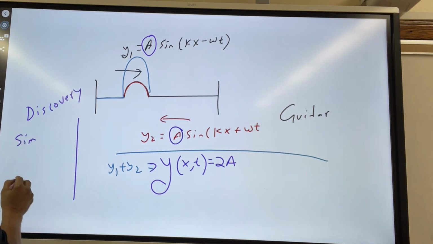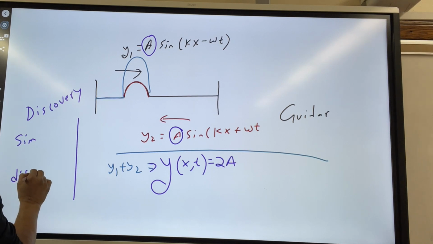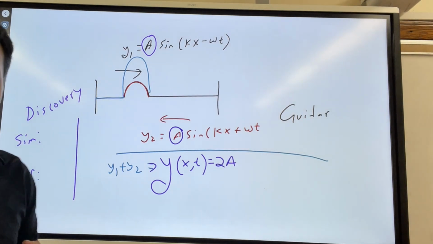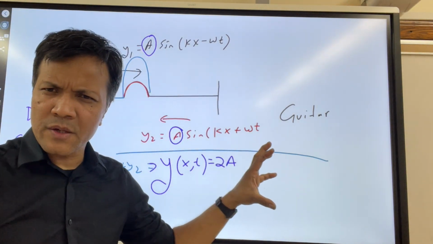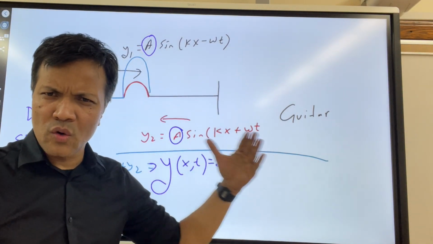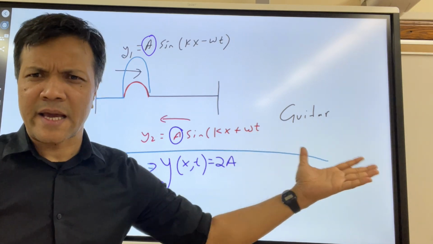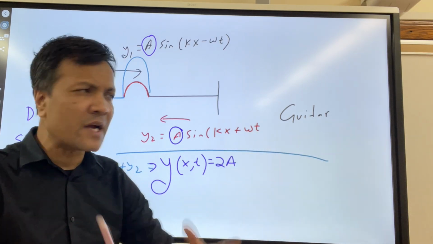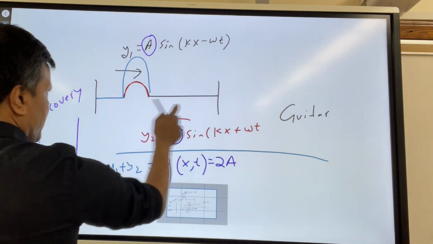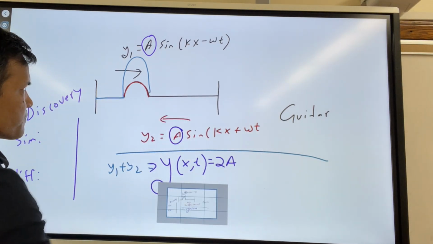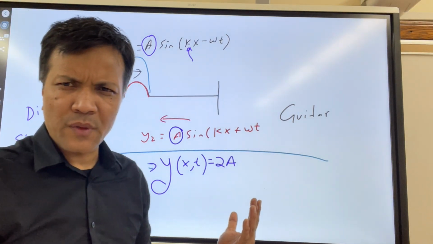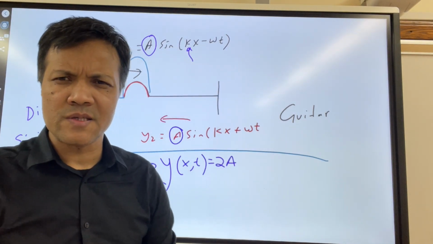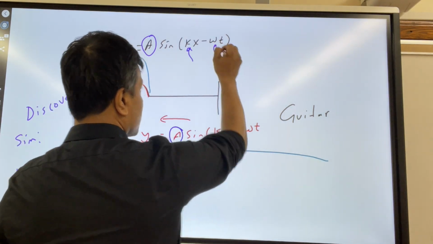Similarity and difference. The difference would be, unlike the periodic wave, this wave cannot move forward in the x direction because it's confined by two barriers, right? So this is the difference between the periodic wave and the standing wave. What is the similarity?